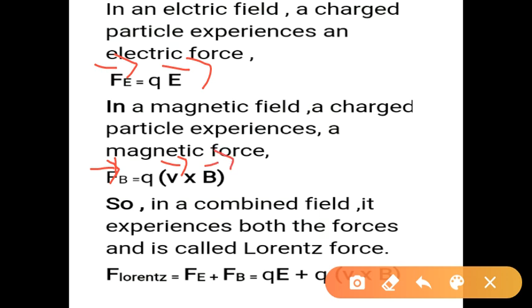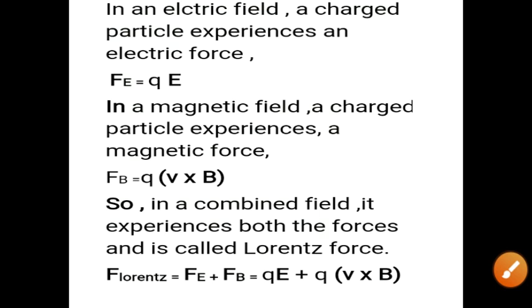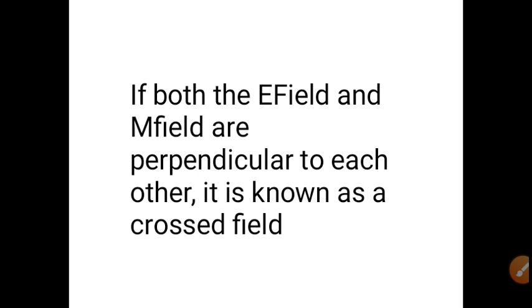So, in a combined field, it will experience the sum of these two forces and the total force is known as Lorentz force. So, Lorentz force is given as vector F equal to vector Fe plus vector Fb, that is Q into vector E plus Q into vector V cross vector B. If both electric field and magnetic field are perpendicular to each other, it is known as a crossed field. That is, in a crossed field, electric field and magnetic field will be perpendicular to each other.